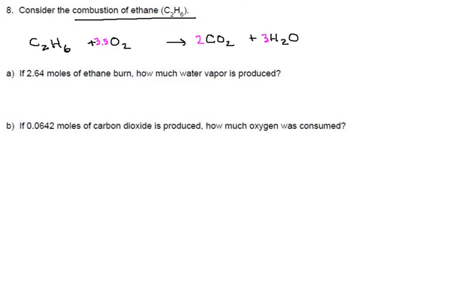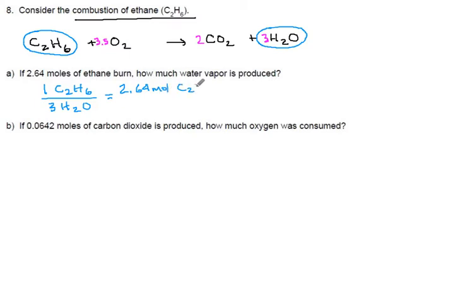Let's keep it simple. They say 2.64 moles of ethane burn. So what species are they talking about here? They are giving us ethane, and they want the amount of water vapor. So if we do this with a proportion, we'd say burning 1 ethane yields 3 waters. And then they ask, what if instead we burn 2.64 moles of ethane, C2H6, how much water would we get from that?